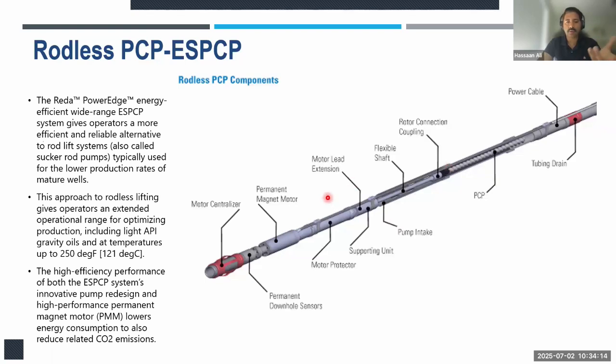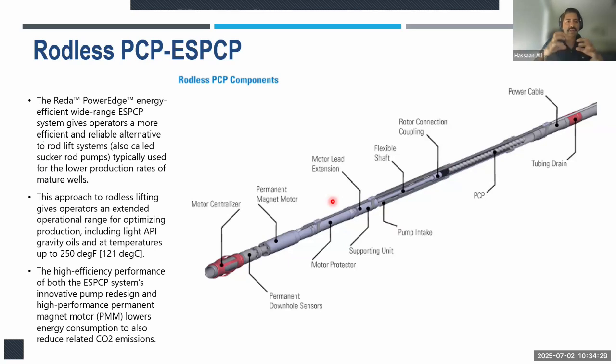Coupled with a permanent magnet motor, this is usually more energy efficient compared to an induction motor. So the whole system becomes really efficient, more than 80% of the efficiency. And then now you can deploy this system at a very good time.